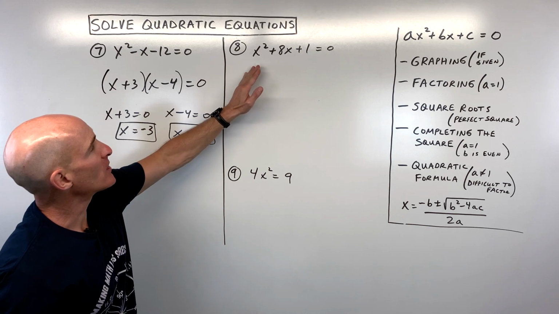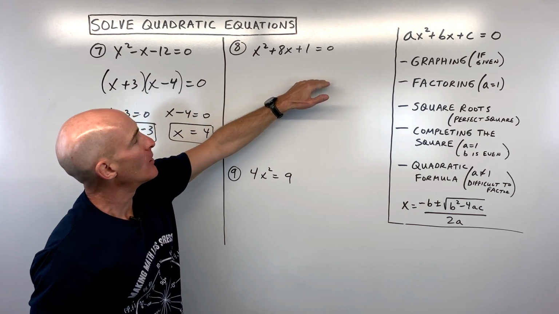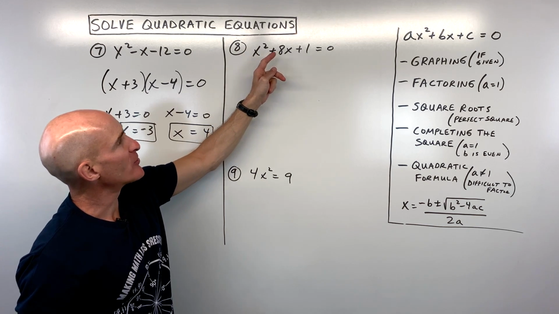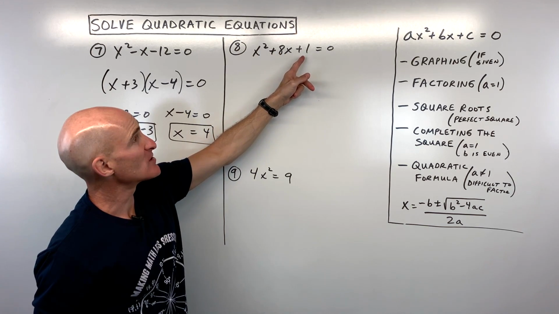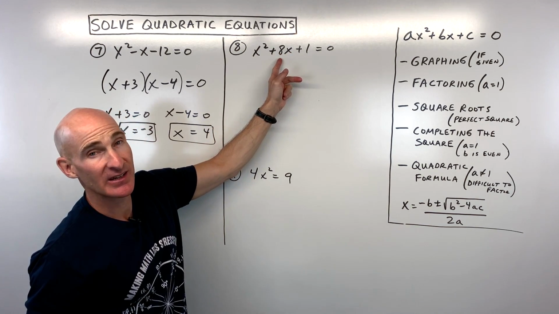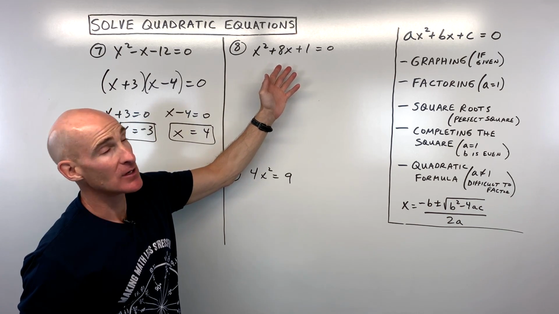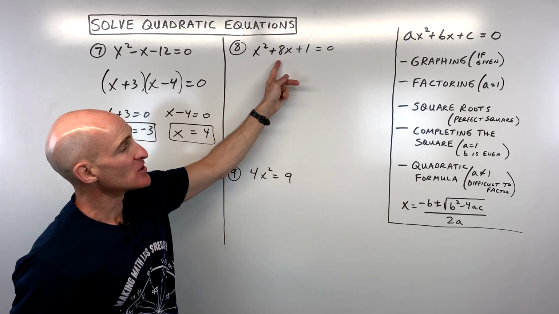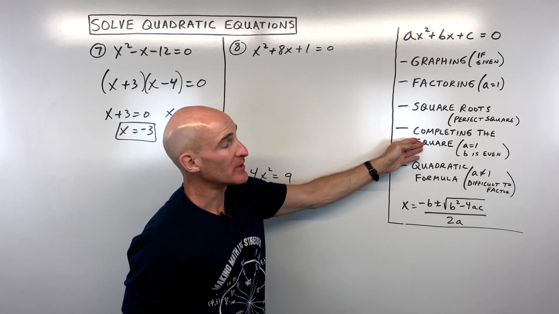For number 8, what did you do on this one? Well, this one, you can see the a value is 1, but there's not two numbers that multiply to c but add to b. So this one's not easily factored. But what I do notice is that this b value is even. So this is going to be good for completing the square.